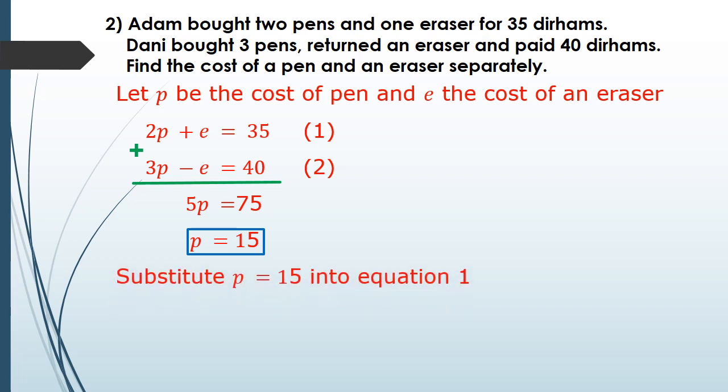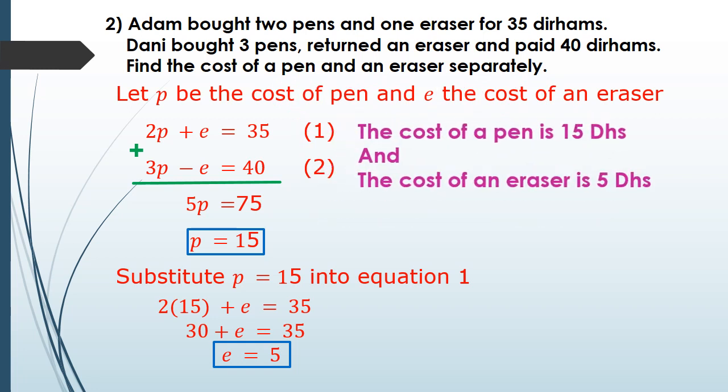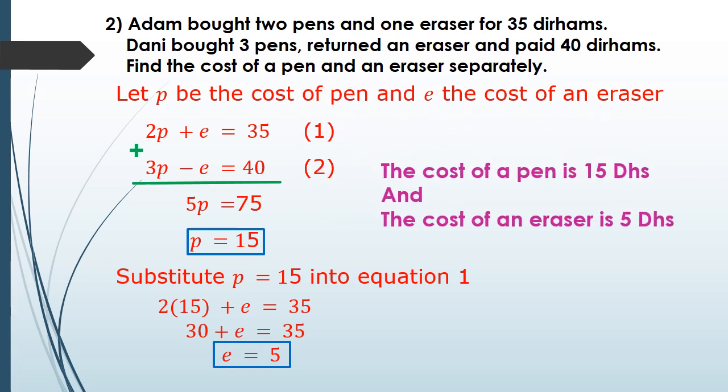I'm going to substitute p equals 15 into any of the two equations. If you substitute into the first equation, it will be easier because you don't have a negative sign. 2 times p, which means 2 times 15, plus e equals 35, which means 30 plus e equals 35. Subtract 30 from the two sides, e equals 5 dirhams. I can conclude that the cost of a pen is 15 dirhams and the cost of an eraser is 5 dirhams.